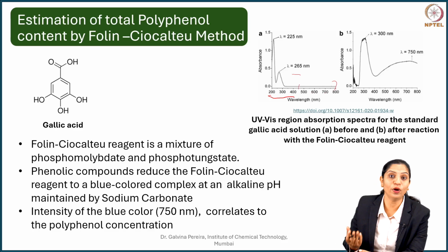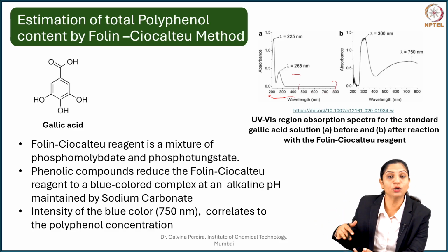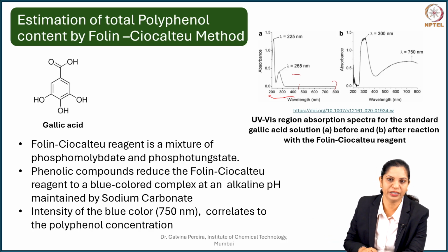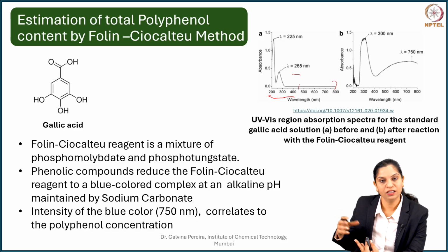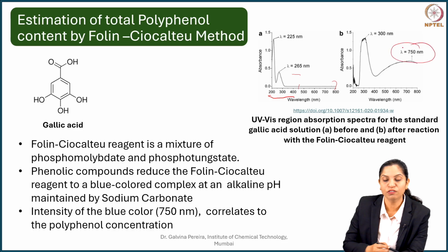So even if it is a polyherbal formulation, if I am able to convert my phytoconstituent into a colored compound, I increase my specificity of determination. So here my polyphenols will chelate the molybdenum, which is present in phosphomolybdic acid, form a bluish color complex, which will give you an absorbance at 750 nanometers.